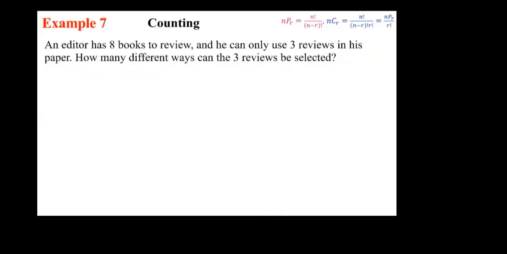An editor has 8 books to review, and he can only use 3 reviews in his paper. How many different ways can the 3 reviews be selected? The question we should ask is very simple. What about the order? Does order matter here? No. Extremely important that you read the question and decide whether order is important or not and why. We are looking at 8 books, and we're just going to choose 3 of them, and that's all that matters. Order is not important. Therefore, you use a combination.